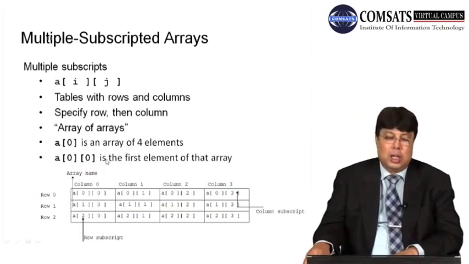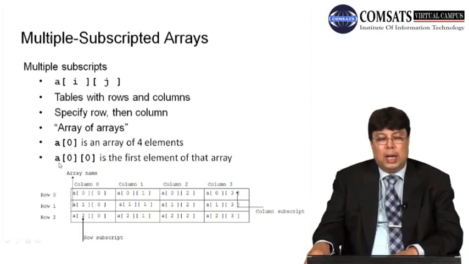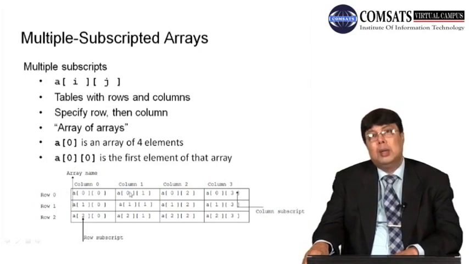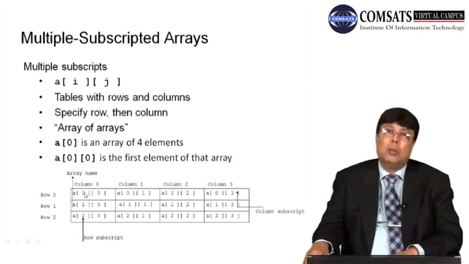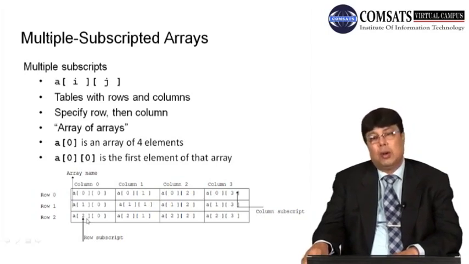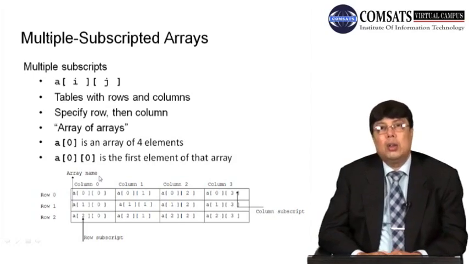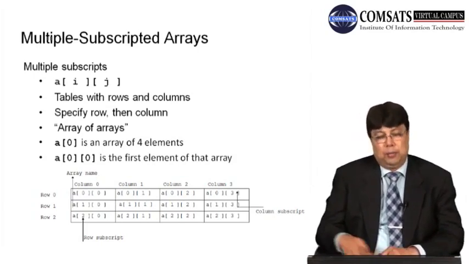Or if we are using it as a table, then we can refer to any particular element with the help of two subscripts, where A of 0, 0 means the first element of the array. A of 0, 1 is the second element, third element, fourth element. Then row number 2, first element, second element. When we say first row, then it is 0 because we start from 0. When we say second row, it starts from 1 because we have started from 0. When we say third row, it starts from 2, same logic, we are starting from 0. So this is the concept of the multi-dimension array.